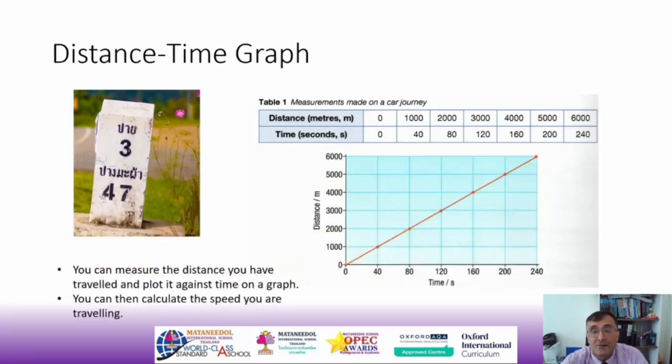Okay, so there we have a simple distance time graph. We have time on the x-axis and the distance travelled on the y-axis. We've taken the information, put it in a table, then plotted it on the graph. So we can measure the distance we have travelled and plot it against time on the graph, and we can use this to calculate the speed.